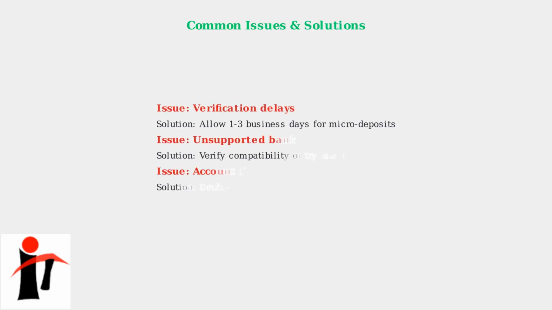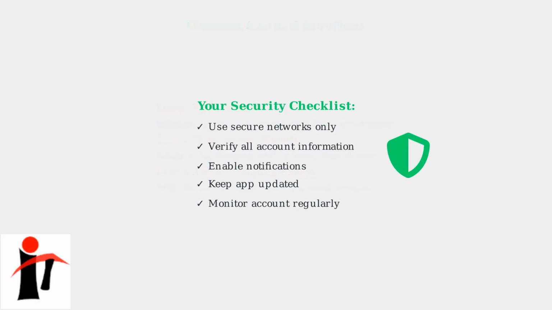If you encounter verification delays or unsupported banks, first verify your bank information with your financial institution. Ensure sufficient funds for microdeposit verification and contact Cash App support for persistent issues. Remember, while Cash App provides robust security infrastructure, your personal security practices are the most important factor in protecting your financial information. Stay vigilant, follow best practices, and keep your app updated.